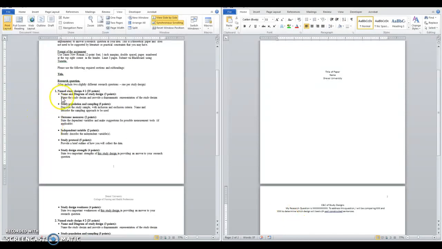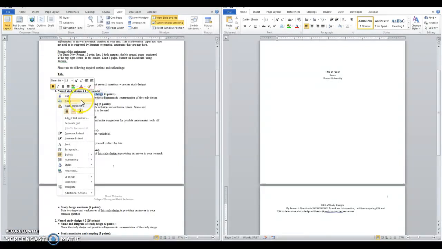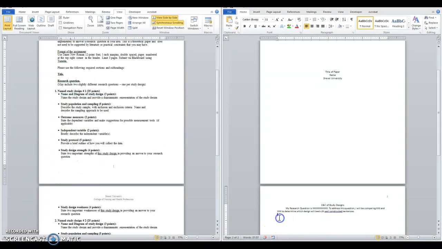Now, if you're looking over here, the next thing we need to go into is the study design, and this is broken down, 25 points overall for this entire section. You want the name and diagram of the study design. So here you're going to copy name and diagram of study design. All right, now we want this as a header.